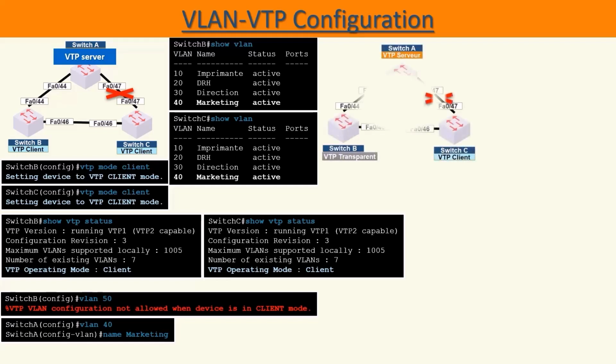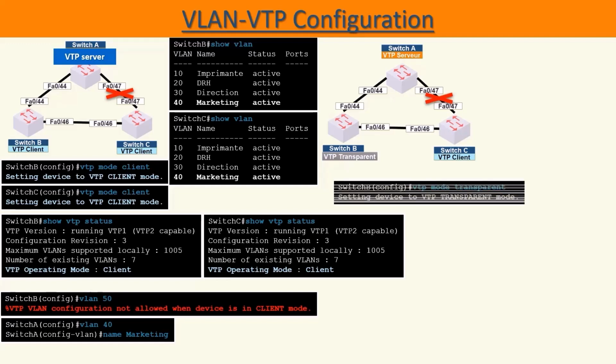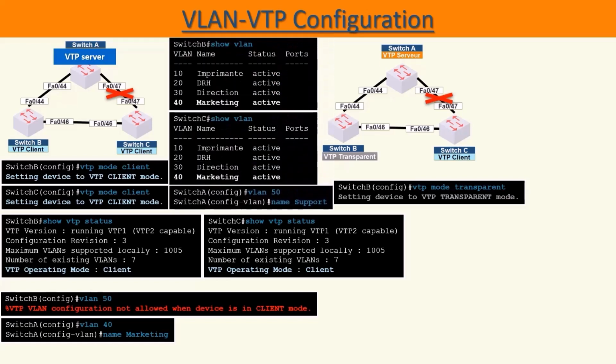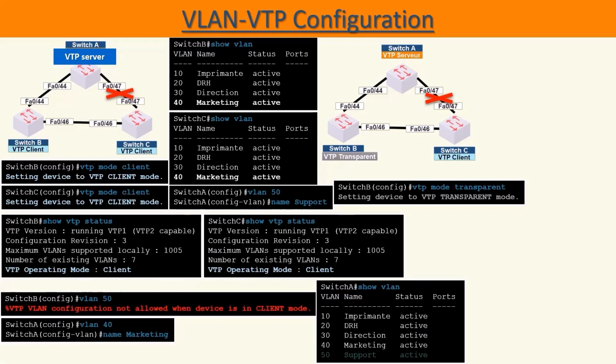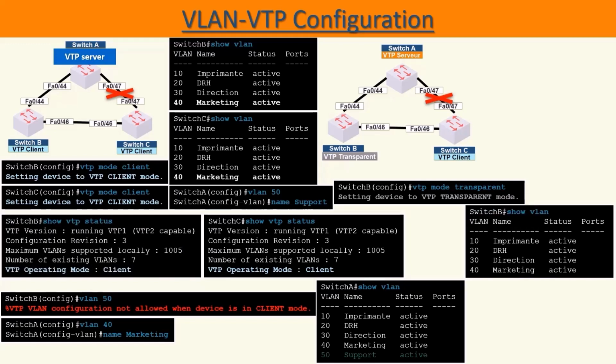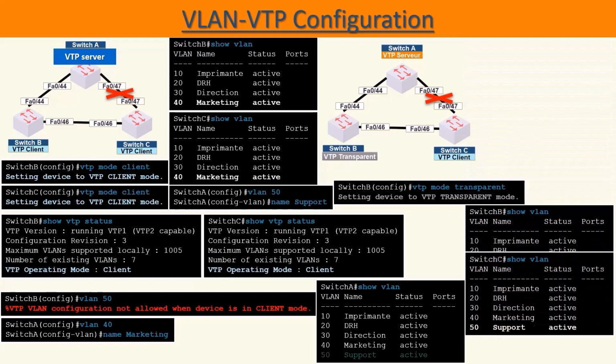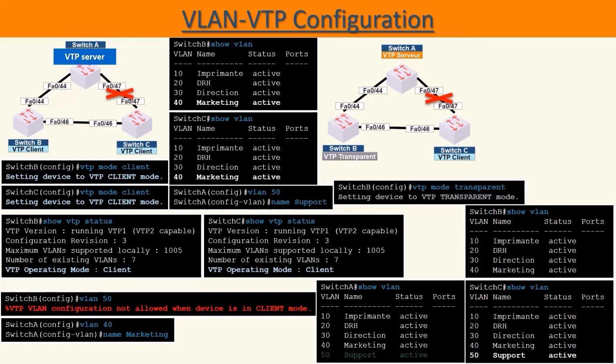All that's left is to test the transparent mode. To do this, we will change the VTP mode of switch B to transparent by launching the command vtp mode transparent. We recreate another VLAN on switch A, which we will call support this time. By checking with a show vlan on switch A, we can see that it considers the creation, but not on switch B, because it is in transparent mode and doesn't sync itself. On the other hand, it lets the VTP messages pass, which is why switch C received the info via switch B.